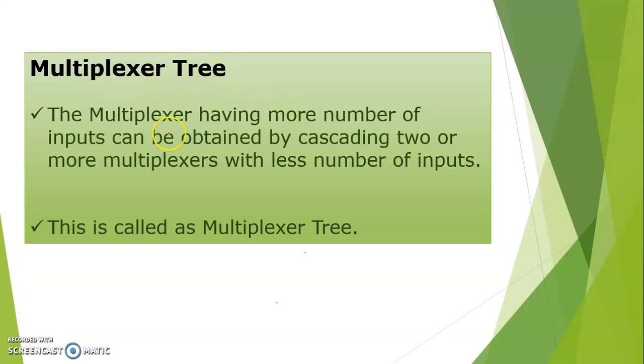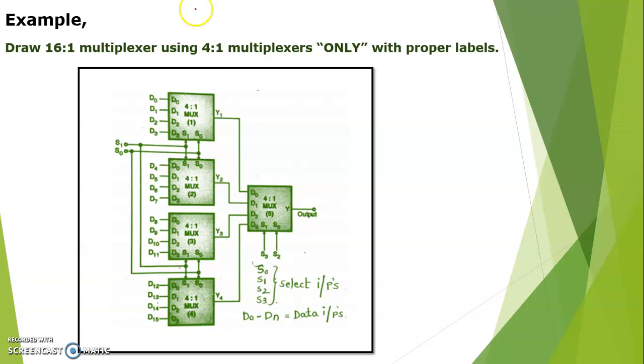Multiplexer tree. A multiplexer having a larger number of inputs can be obtained by cascading two or more multiplexers with a smaller number of inputs. This is called a multiplexer tree. You can see the multiplexer tree.